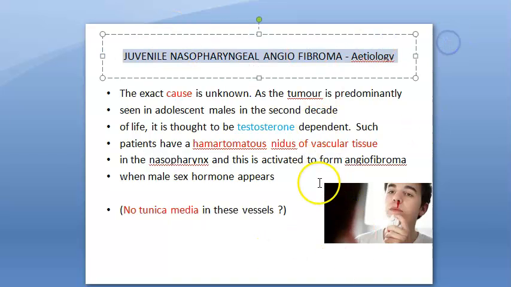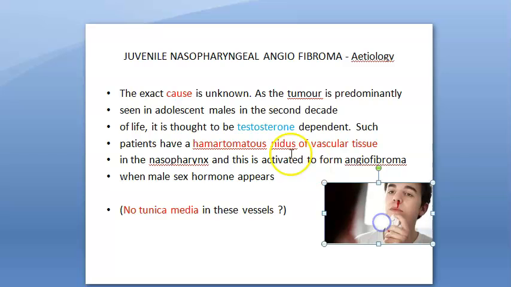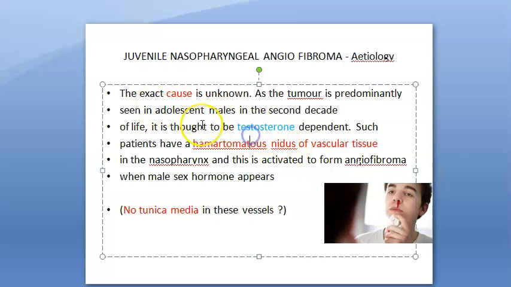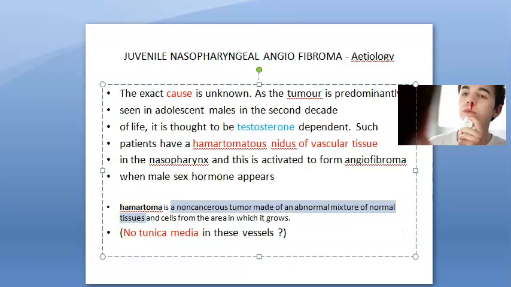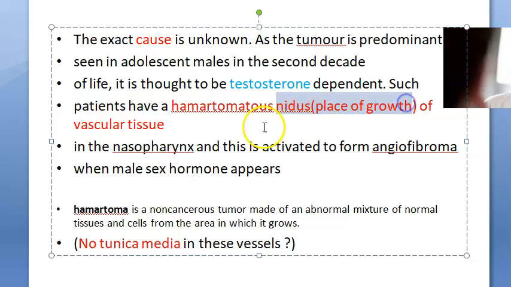Now let us see why exactly this happens. They don't know why it happens, but during this time, the adolescent males, they'll have testosterone increasing, right? So what happens? There is hamartomatous nidus of vascular tissue in the nasopharynx. What is this? Let's break up each of these words. Hamartoma is a non-cancerous tumor which will have normal tissue and cells. Nidus is more like a place of growth. So there is a hamartomatous nidus for vascular tissue. Vascular tissue is growing in this nasopharynx. Okay. All this is because of testosterone. And some people are saying these vessels will not have tunica media, so they bleed easily.